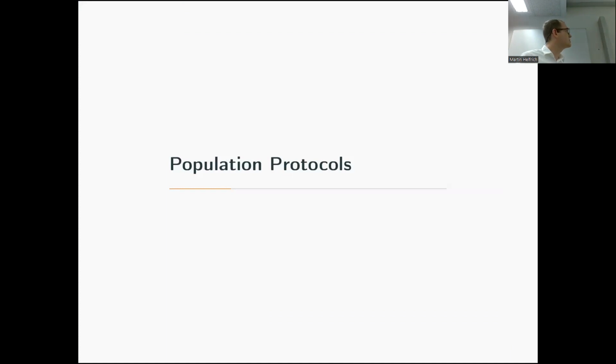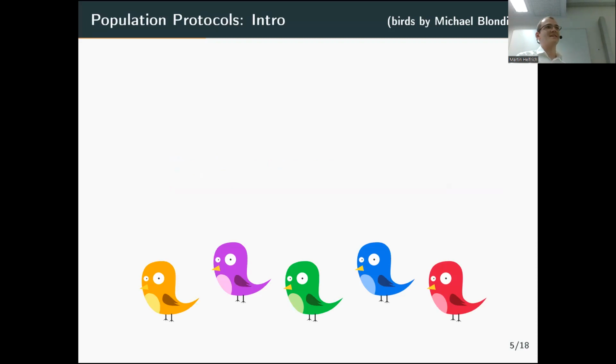And I want to introduce the first model, population protocols, using birds. This is my favorite introduction. I have not thought of this way to introduce this model, and also I have not drawn these birds. These are drawn by Michael Blondin, one of my co-authors. But I think they are best to learn what this model does. So these birds are basically our ants from the initial example. These are the agents in our model.